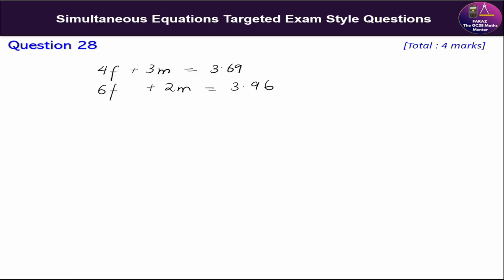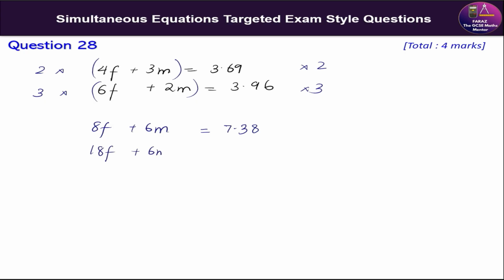By using the elimination method, we can eliminate it. So it's easy to eliminate the variable m. You just need to multiply the first equation by 2 on both sides and the second equation by 3 on both sides. So it will give you 2 4s are 8, 8F, 2 3s is 6M equals 3.69 into 2 is 7.38. 3 into 6 is 18F, 3 into 2 is 6M equals 3.96 into 3 equals 11.88. So that's your equation number 1 and equation number 2.